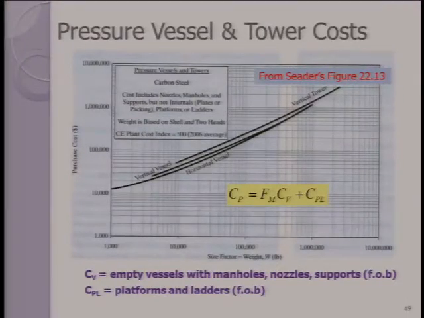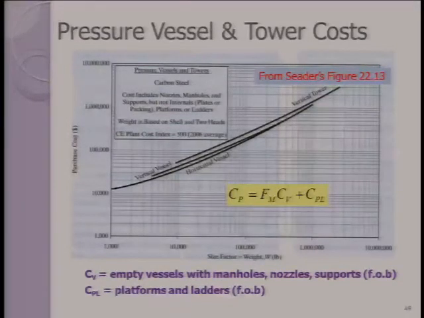For this figure, the costs that are included are the following: the cost for the nozzle, the manholes, and the supports, the saddles. But not the internals.